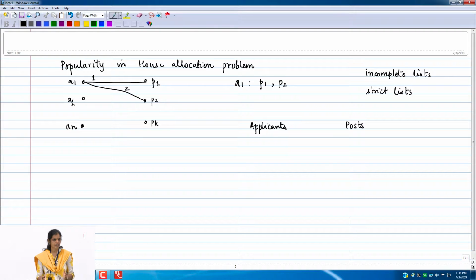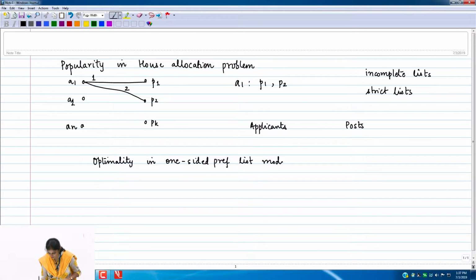So now we already know what a matching is in this setting. A matching is a subset of edges, no two of which share an endpoint. Now we will ask what is a notion of optimality in this setting. So this model is called the one-sided preference list model, as opposed to the two-sided preference list model where both the sides of the bipartition have a preference order, which is the stable marriage model.